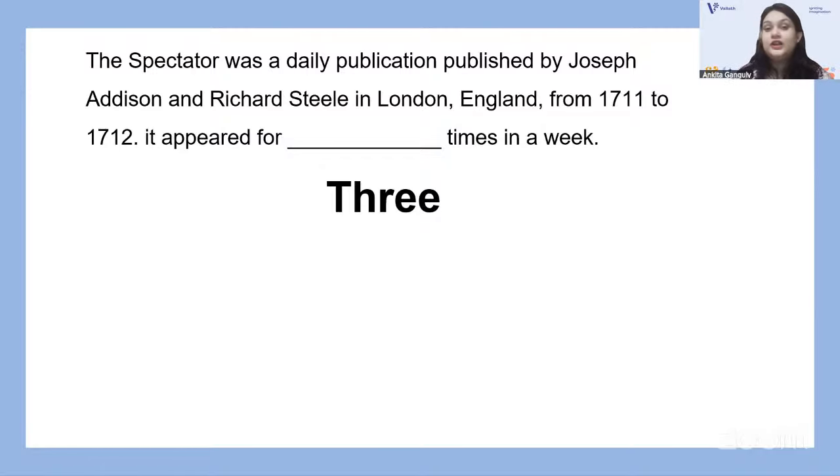Please make sure that you know about all the major periodicals, be it the Guardian or the Tatler or the Spectator, or all the major periodicals of the 17th century as well, of the 20th century as well. Don't worry, we will revise more about all of the periodicals. But today we talked about the Spectator, by Addison and Steele. It started from 1711 and it came out 3 times in a week. Clear? Very good. Next question.